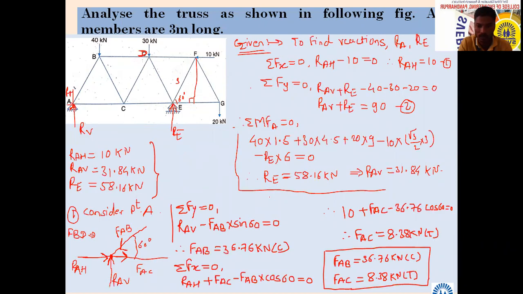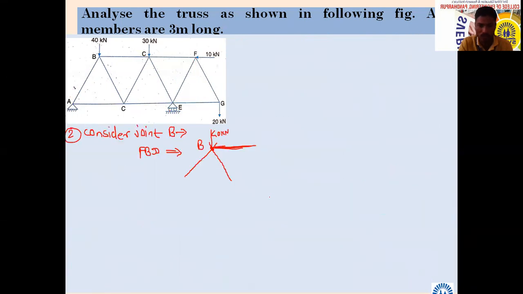Compressive. Compressive means towards the joint or away from the joint? Towards the joint. It means it should be like this. Okay, AB I will write here. I don't have space, so I will just write AB.